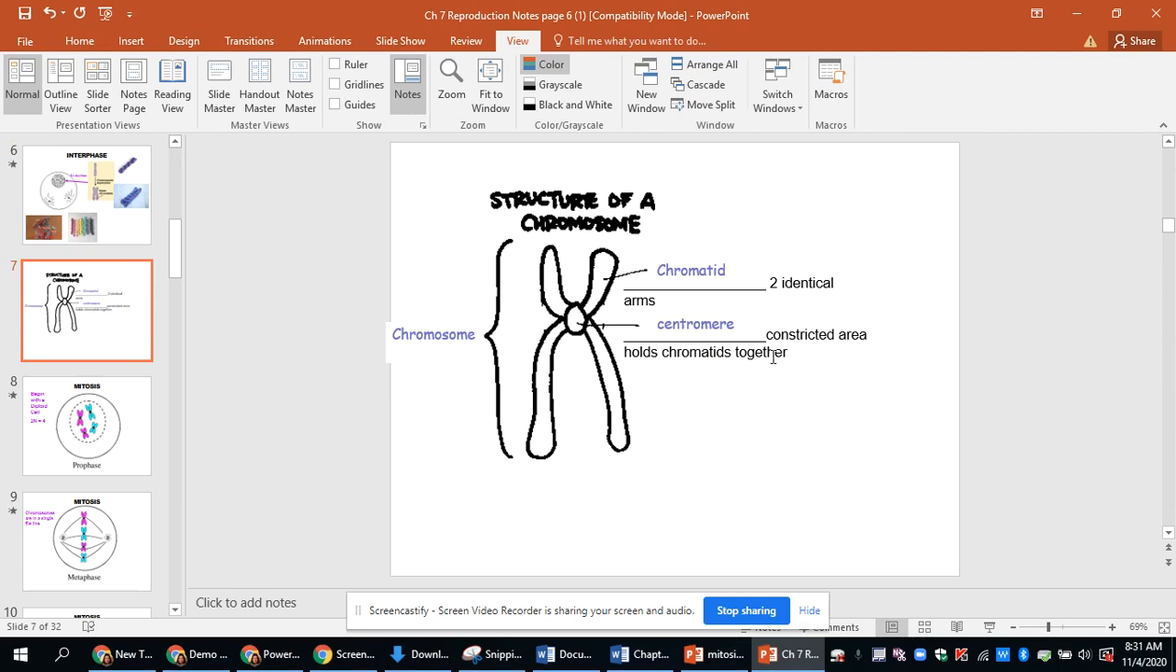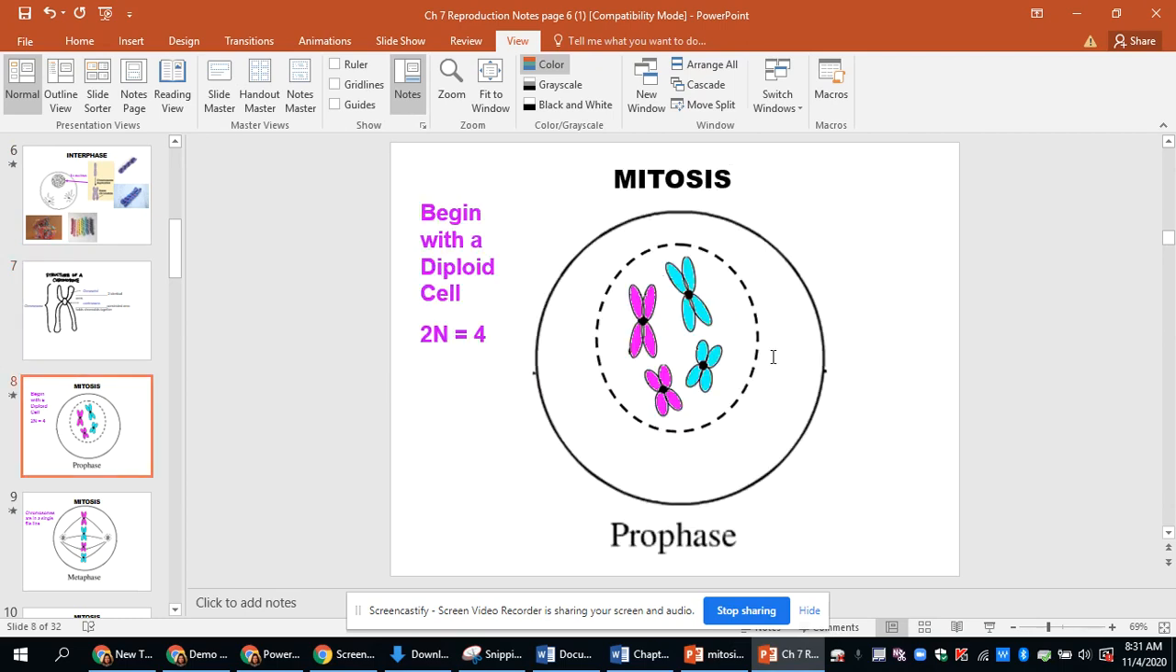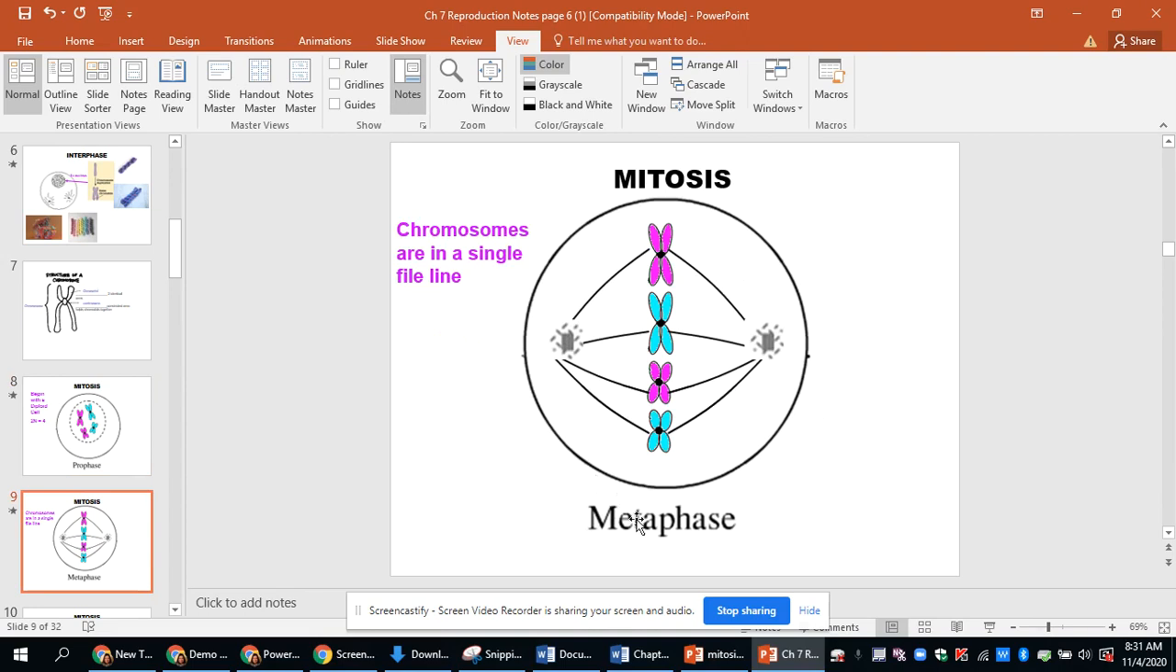So this is just showing you another way of looking at what we just talked about. Once we get to division of the nucleus, mitosis, remember we start out with prophase. The pairs are condensing, so we see these distinct bundles. They start out diploid. That means they have two copies of DNA, one from our mom, one from our dad. During metaphase, they line up in the middle as the spindle fibers attach to the centromere.